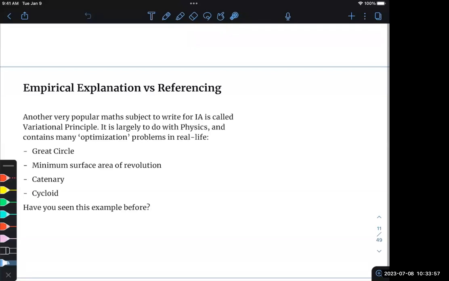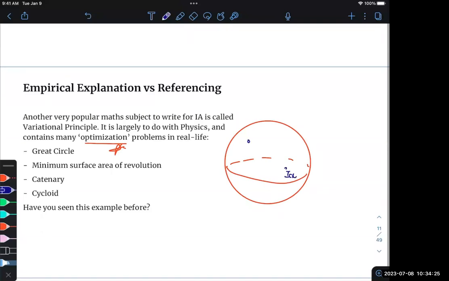Another technique that is very popular to associate with real-life situations is something called the Euler-Lagrange equation, or something called the variational principle. And it's a study of optimization in real life, right? For example, if I have a sphere, and imagine this is Earth, let's assume the Earth is spherical. And then suppose that I'm in Incheon, and there's, let's say, CDG, Paris, and I want to fly there, right?